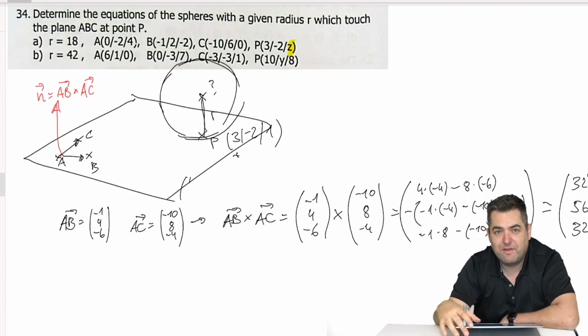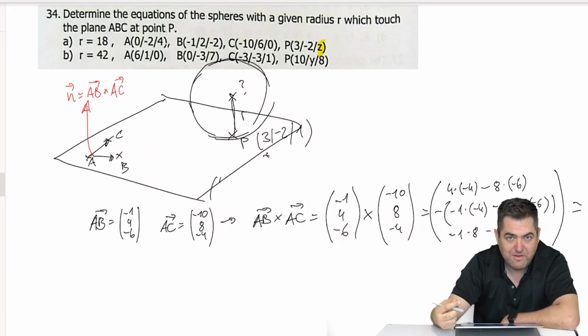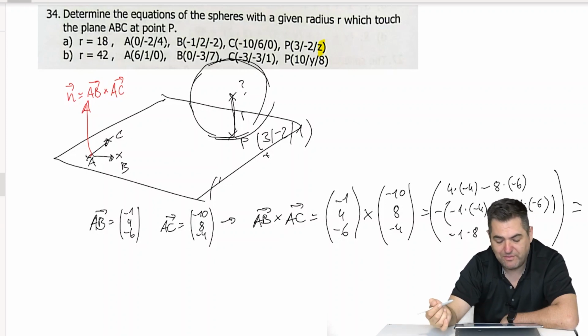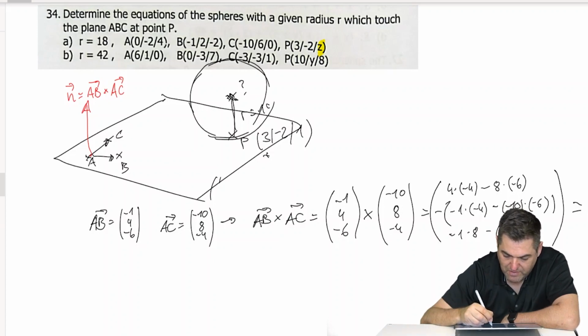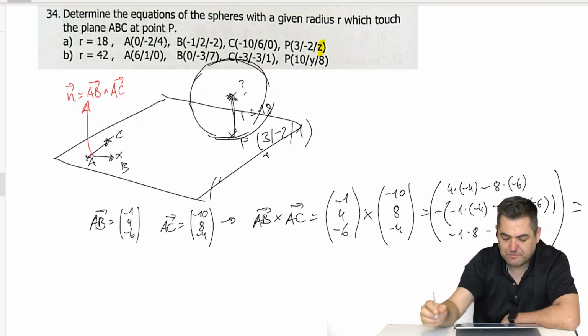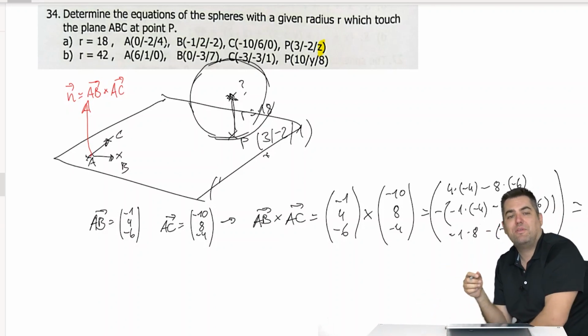Good. Now we're almost finished. And what I still need is the equation of the sphere. And remember, we just need two things. We need the center and we need the radius. The radius is here, it's 18. Now what is the center? I need to get this point here, which has a distance of 18 to this point P. And how can we get the coordinates of this point here? If I know it has a distance of 18 to this point P. I'll give you some more seconds to think about it.